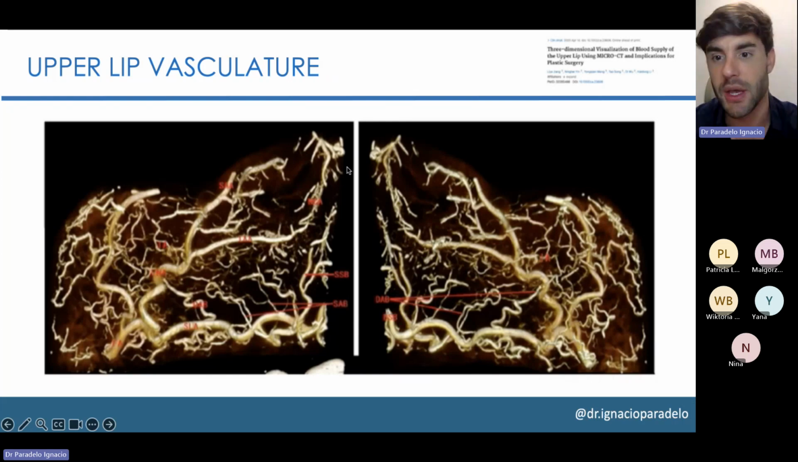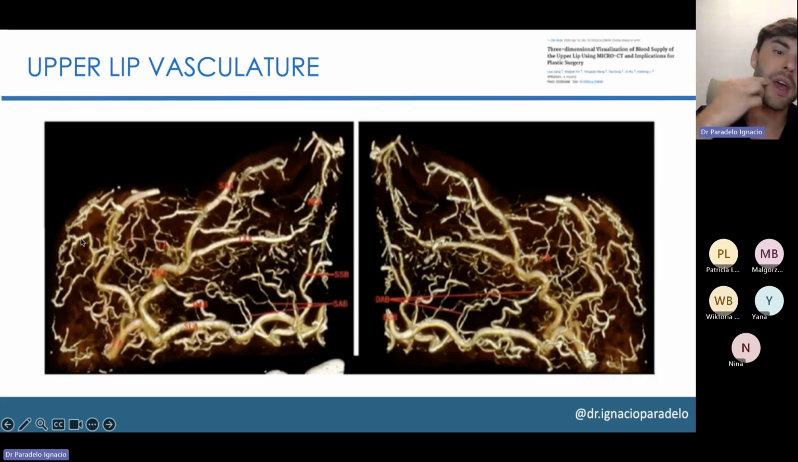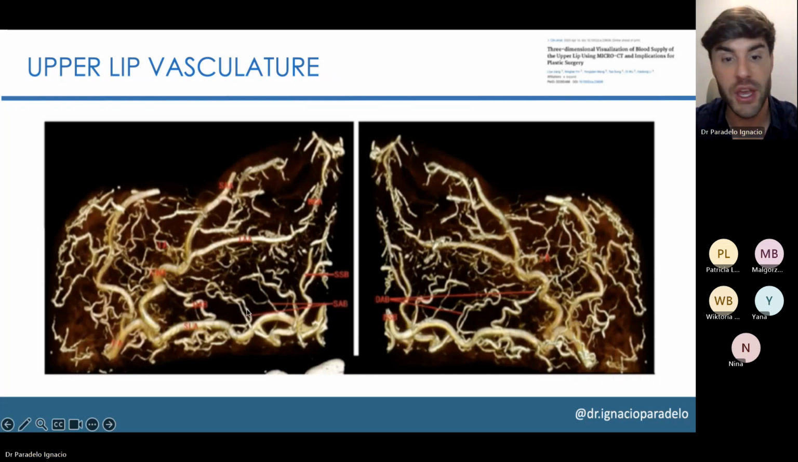In this computed tomography image, we can see the birth of the superior labial artery. This is the one from the facial artery. We know the facial artery comes from here, goes up, and when it reaches the modiolus or the corner of the mouth, it runs as the superior labial artery. This is the most common variation.